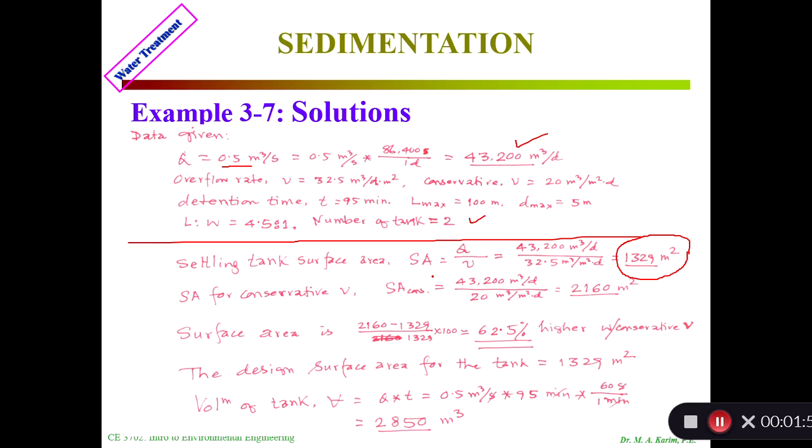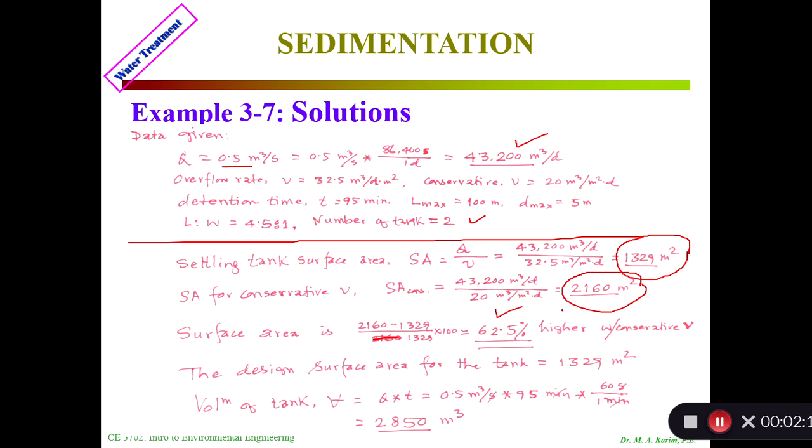This is the total surface area for both of them, right? Both of them total surface area. Surface area for the conservative overflow rate is 2160. How much more are we providing? Looks like we are providing 62.5% more than this one.